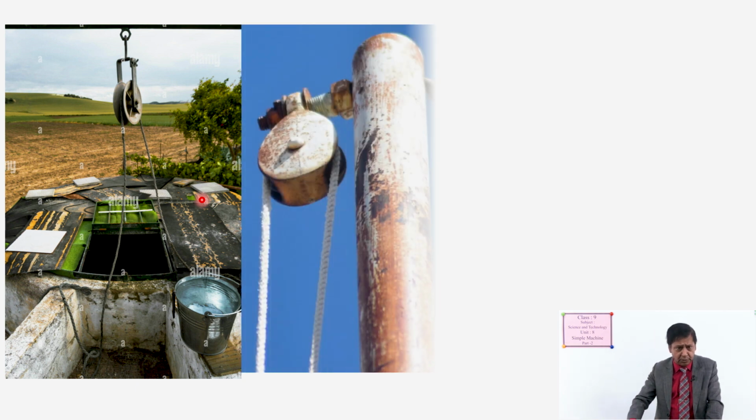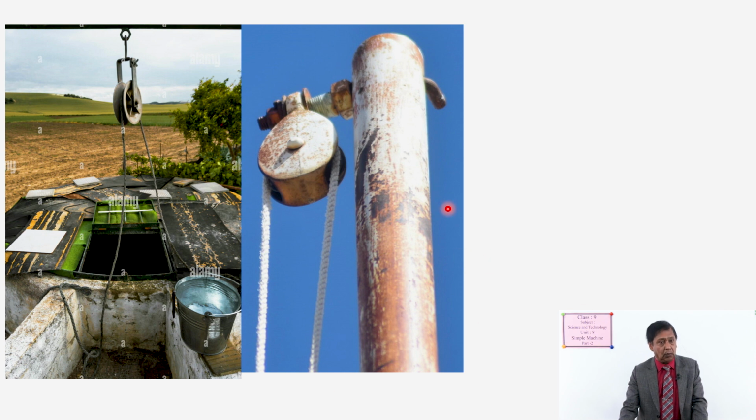Now look at this other one. This is a flagpole, and at the top of the flagpole a pulley is attached and a rope passes through the sheave of this pulley. If the flag is tied to one part of the rope and the other part of the rope is pulled down, the flag rises up.